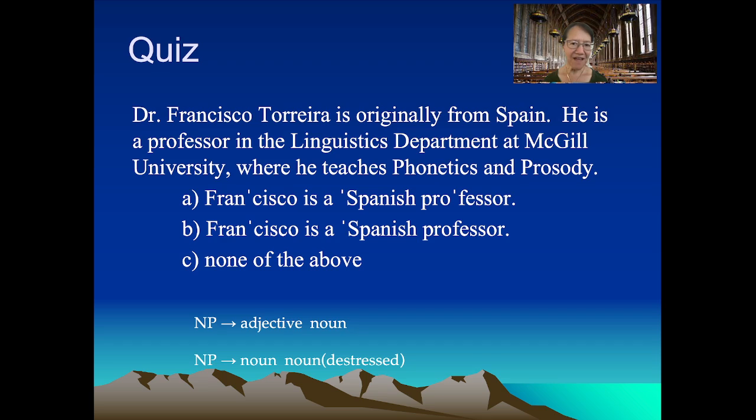So it's A, where we have stress on both Spanish and professor. This is in contrast to B, where, in that case, we have an adjective-noun configuration, where you would be talking about someone who teaches Spanish. You would actually have a noun-noun compound, and that leads to de-stressing on the final noun.